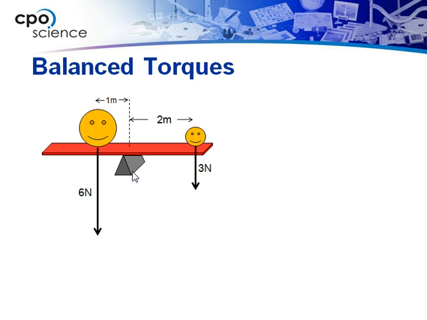So let's take a look at the individual torques produced by each one of these people. This person has a weight of 6 newtons times a lever arm of 1 meter. 6 newtons times 1 meter is 6 newton meters. Now this little person over here is going to have a torque of 3 newtons times 2 meters, which is also 6 newton meters. And so we have a situation here where the torques are balanced. So these two people on the seesaw would be balanced. That is, the seesaw would not move or rotate one way or the other.